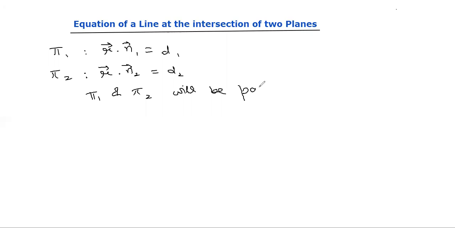if vector n1 is equal to a constant times vector n2. But if this is not the situation, then the two planes must intersect, and the intersection is always a unique line.